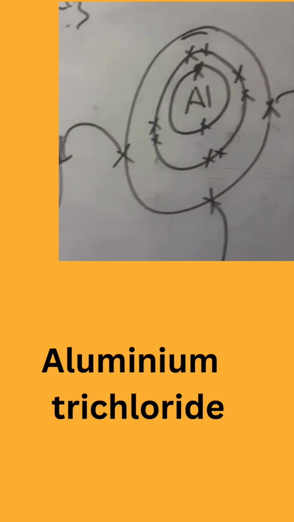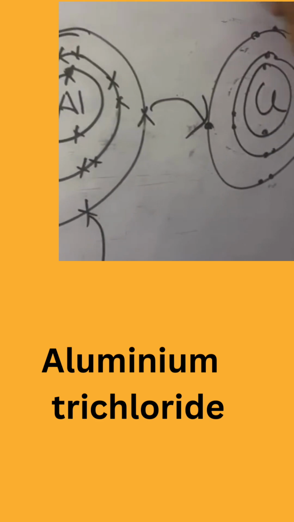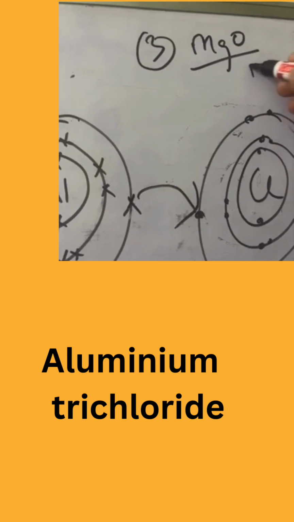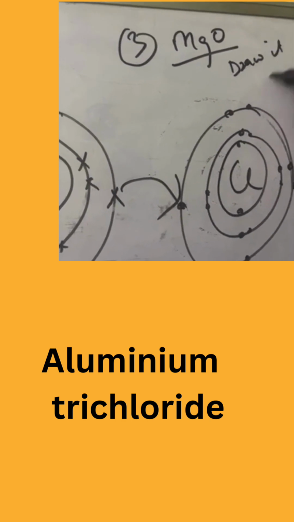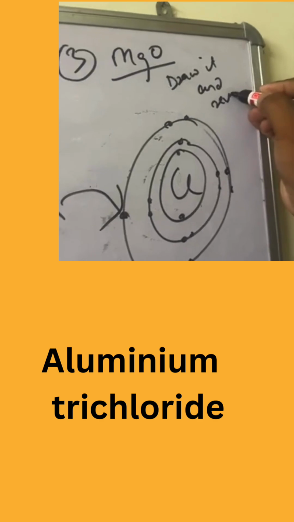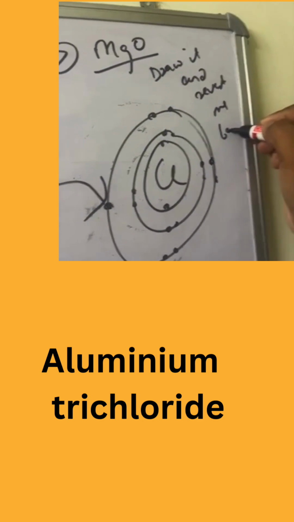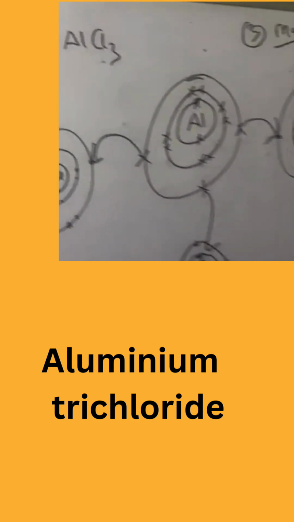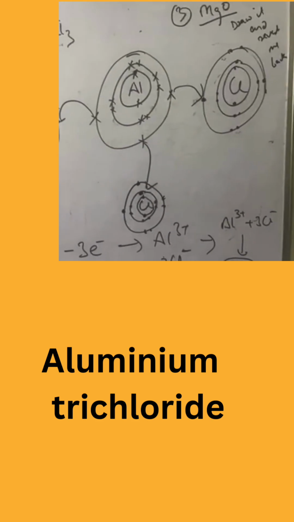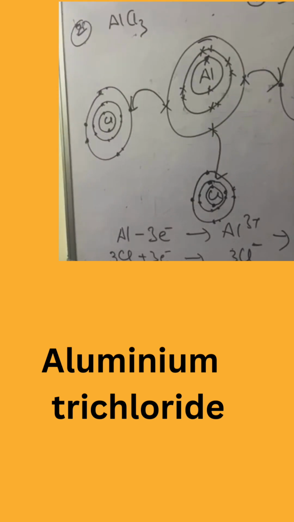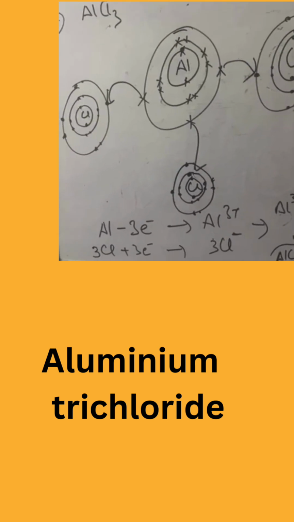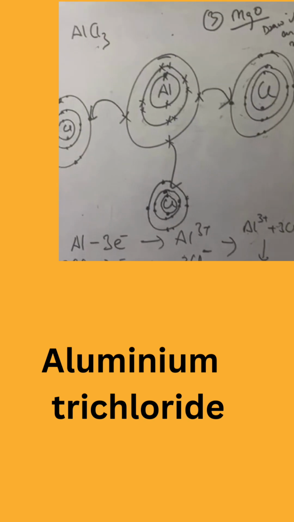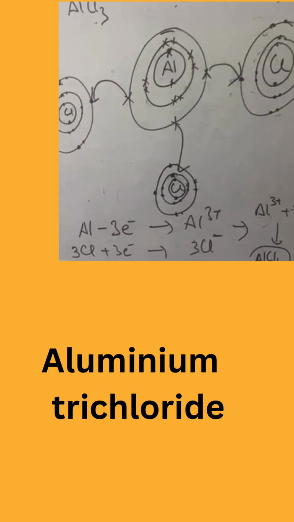Similarly, the third example is MgO. Draw it and revert back to me. These are the examples of ionic or electrovalent bond. Simply, in the case of aluminum trichloride, the force of attraction between the aluminum ions and the chloride ions is called the electrovalent or ionic bond.